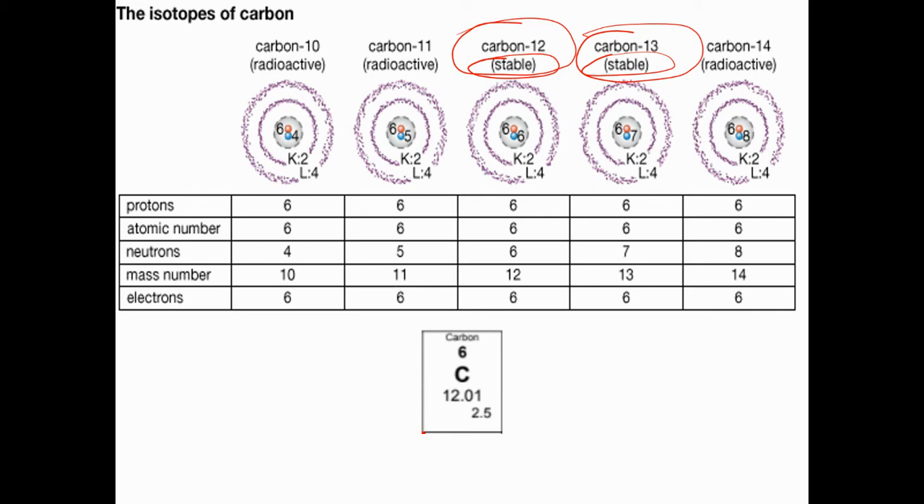But regardless of them being stable or radioactive, what I want you to notice is that all these isotopes have the same number of protons all the time, same atomic number all the time, same number of electrons. But where they differ is their number of neutrons, and as a result, their mass. So carbon 10 has 4 neutrons, 5 for 11, 6 for 12, 7 for 13, 8 for 14, and that results in different masses. So you have very light carbon over here, very heavy carbon over here, and then in between carbons over here.